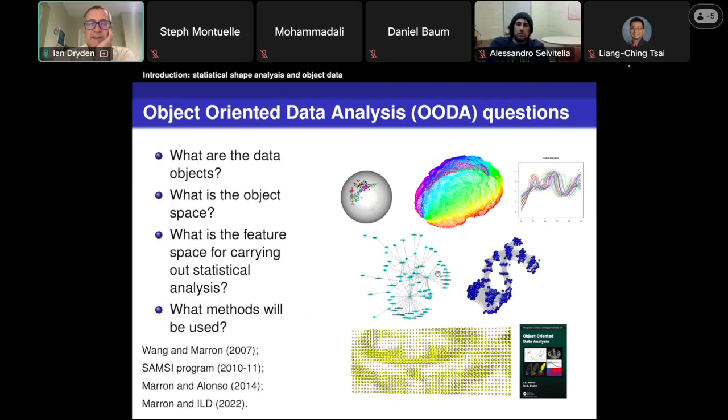And the same types of approaches can be used in all these different applications, and I had a book fairly recently with Steve Marron, who is the father of this area of object-oriented data analysis. So we want to know, after we've decided what the data objects are, which isn't always obvious, what's the object space? So where do they live mathematically? Often we want to take some features for carrying out practical analysis, like the PC scores, or something similar. And then we want to use methods in order to answer the questions that we have.